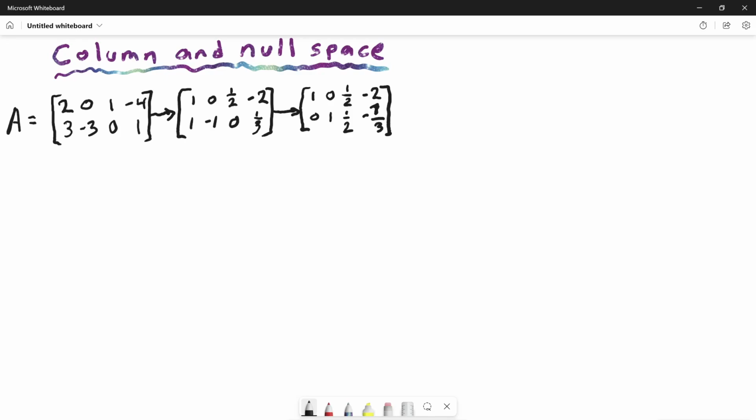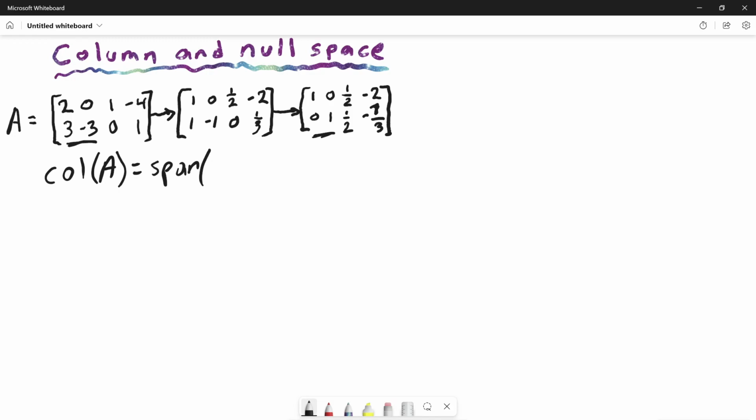Alright, let's find the column and null space of this matrix A. I already put it in reduced row echelon form, so that should save some time. The column space is simply the span of the columns of the matrix. However, we want a linearly independent set of vectors as our basis for the column space. And that's why we need reduced row echelon form, because that tells us that because the first two columns contain leading entries, we need to use the first two columns of our matrix as our basis.